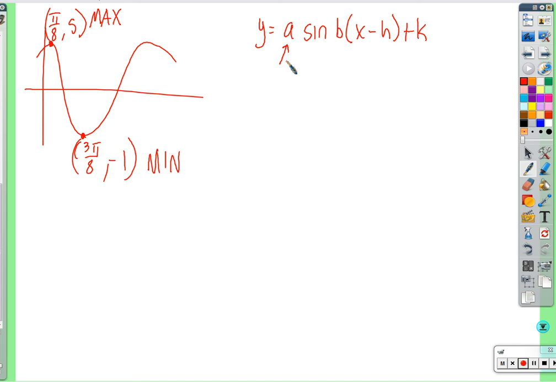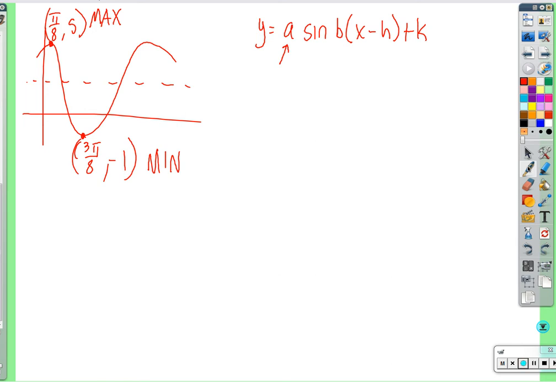So, can we figure out what A is? What is the amplitude? Pi over 8? No, it would be the y values, the vertical, right? Why do you think 2? It's halfway in between your maximum and your minimum, right? If you wanted to find halfway in between two things, how would you do that? Add them up and divide by 2. Really like finding the average between these two things, right? Makes sense.